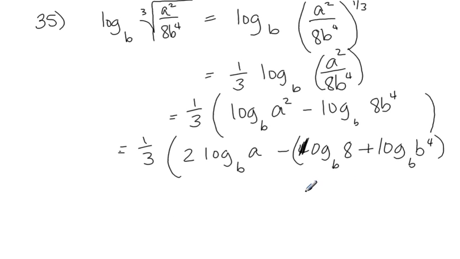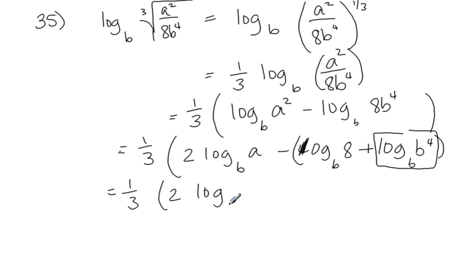And a couple of things we'll want to do here. We're going to distribute that negative, and then also the value of this log base b to the 4th is going to be 4, so we'll replace that. So that's 1/3 times 2 log base b a minus log base b of 8, distribute the negative, minus, and remember that this value is 4.